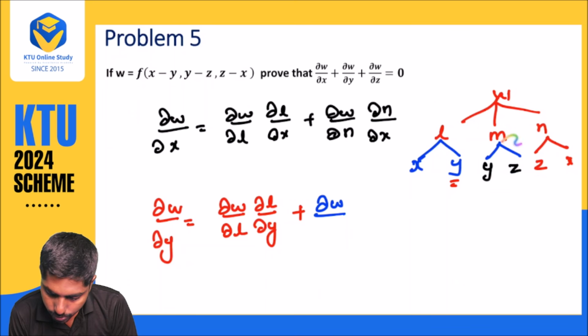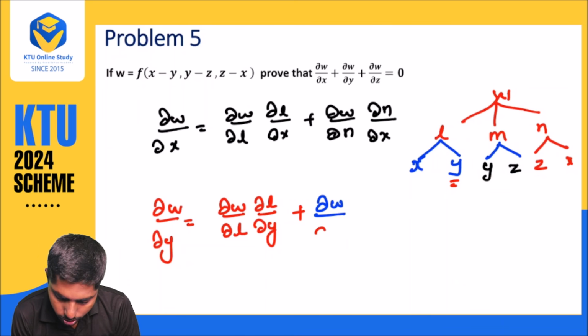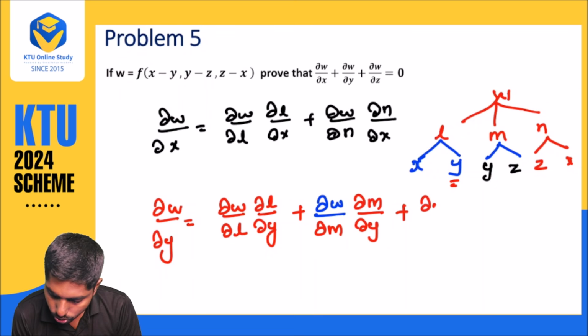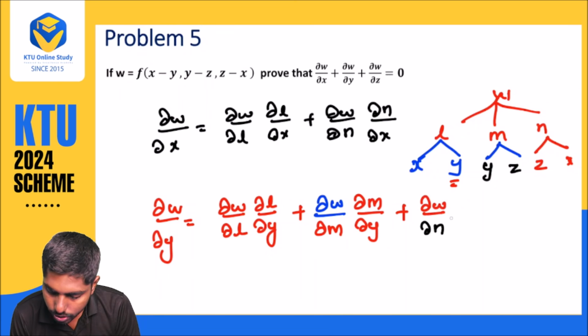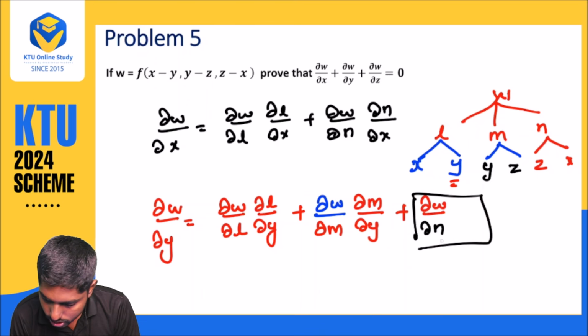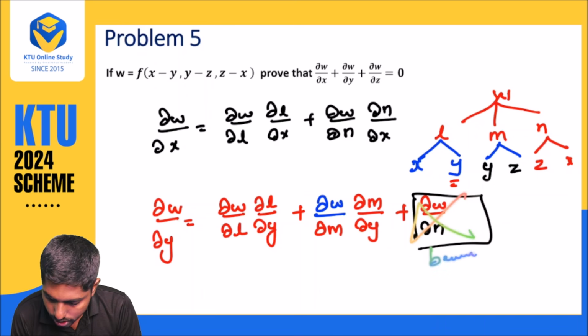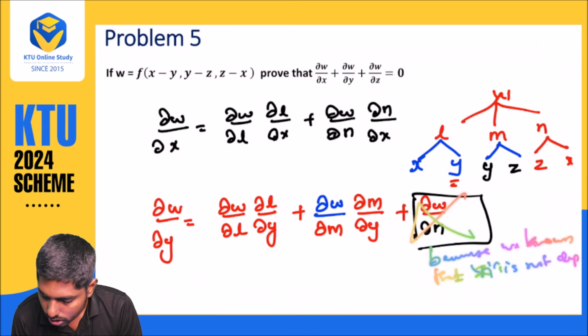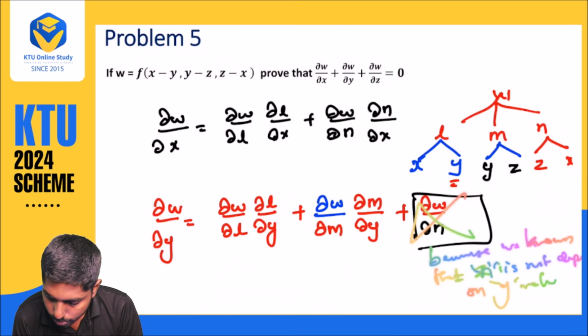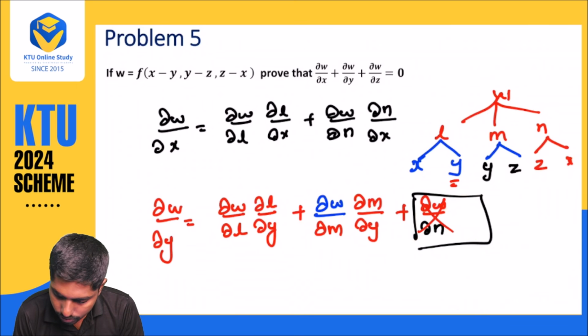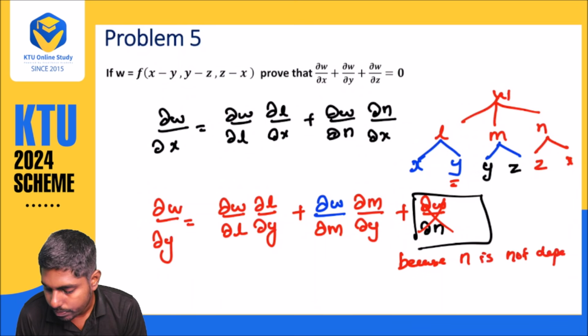So which value is depending upon y? M is depending upon y. So we can write dou w by dou m into dou m divided by dou y plus dou w by dou n, we cannot write this one, because n is not dependent on y value. So this is the formula.